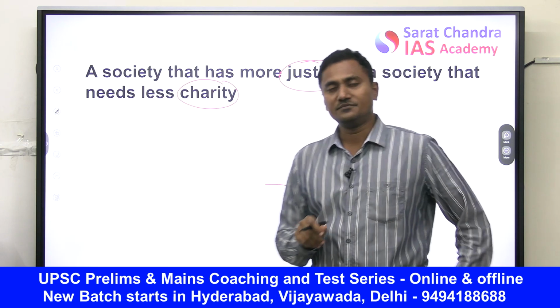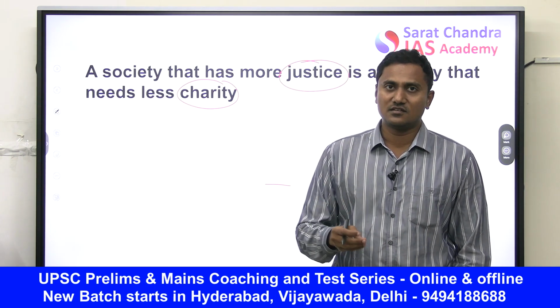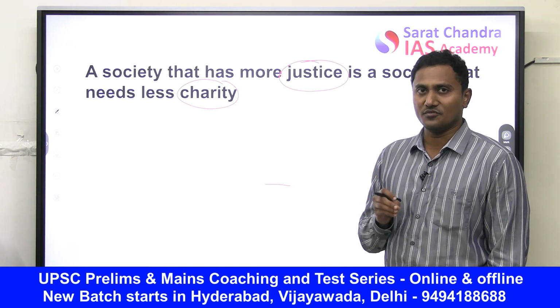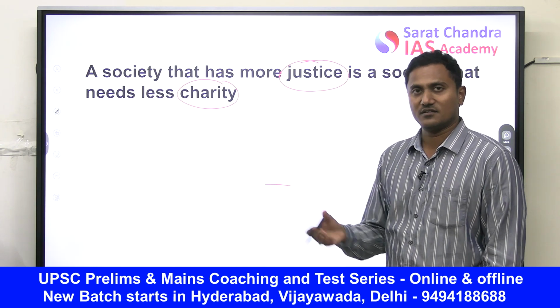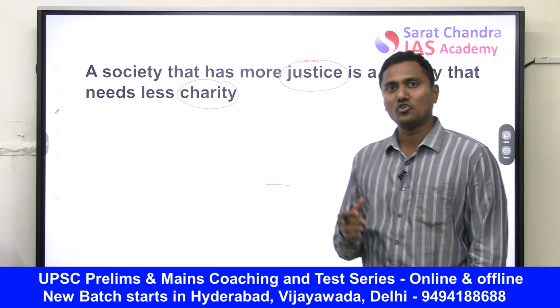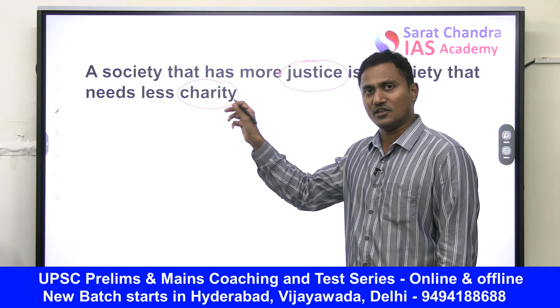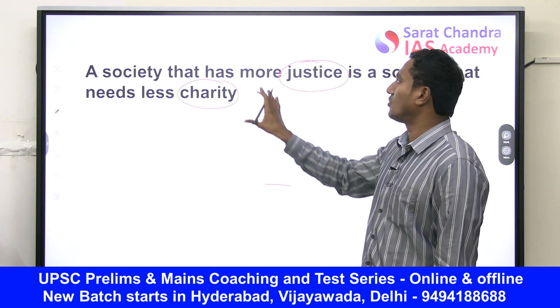As usual for every essay, the standard framework that I suggest and follow is to try to explain the meaning of the keywords. Here the keywords are justice and charity. Try to define in your own words what you mean by justice and give an example. Similarly, what do you mean by charity, and give an example. And then tell the essence of the overall sentence.